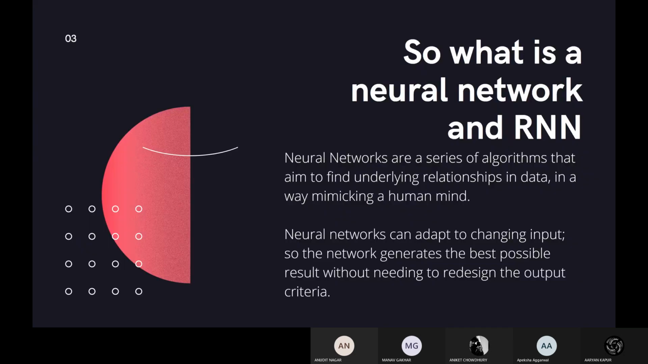Here we look at what a neural network basically is. A neural network is a series of algorithms that try to find underlying relationships and mimic how our brain thinks. That makes them capable of adapting to any changes in the input, so they do not have to redesign the output criteria. As we have seen, LSTM is different from a standard neural network: the input and the output do not have to be the same length, and that does not have to be defined beforehand.